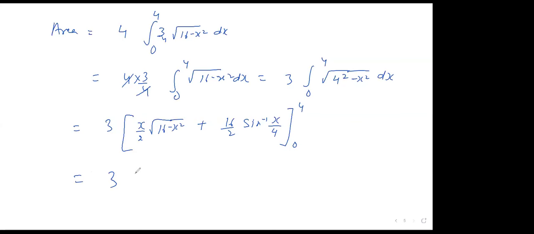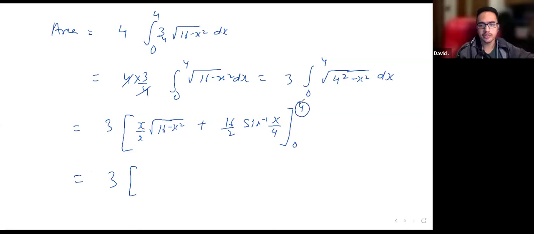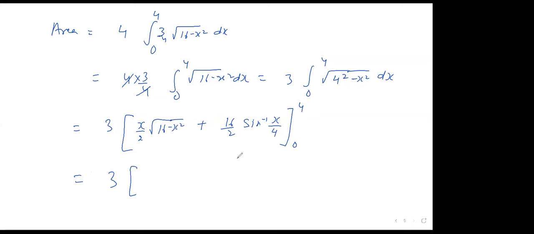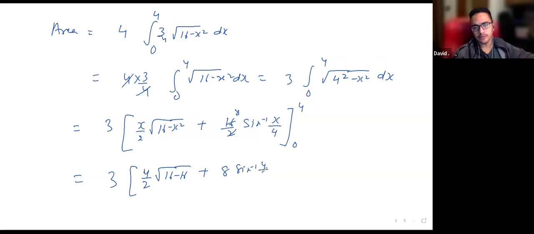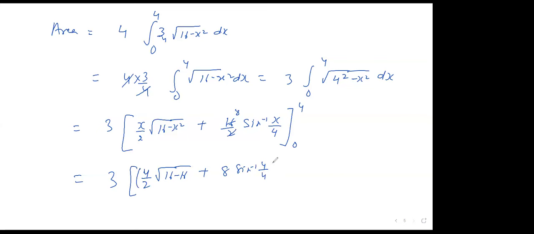So this will be 3 times, and first you need to put the upper limit, right? Yes, sir. And minus the lower limit. So we put x equals 4, that becomes 4 over 2 root of 16 minus 4 square, that is 16, plus 8 sine inverse 4 over 4, and minus 0 over 2 root of 16 minus 0 plus 8 sine inverse 0 over 4.